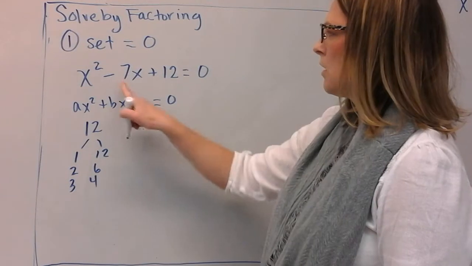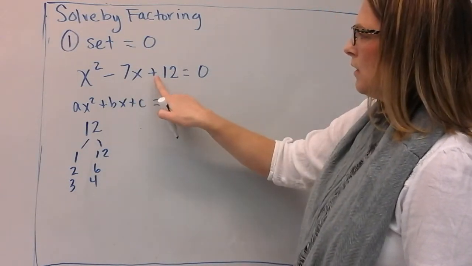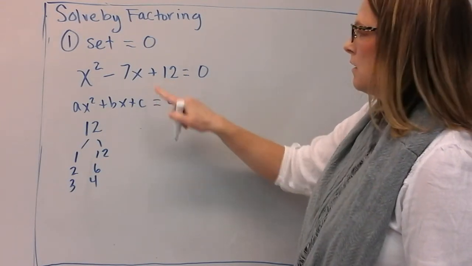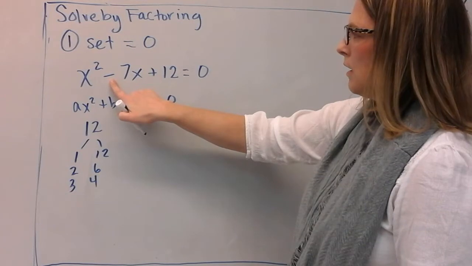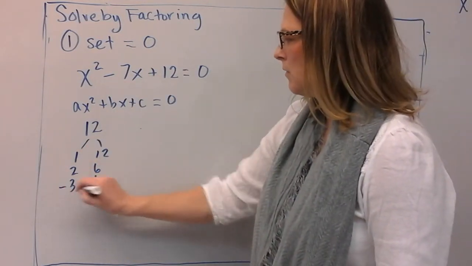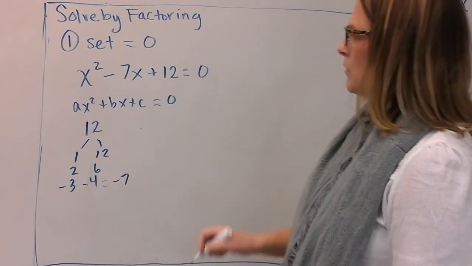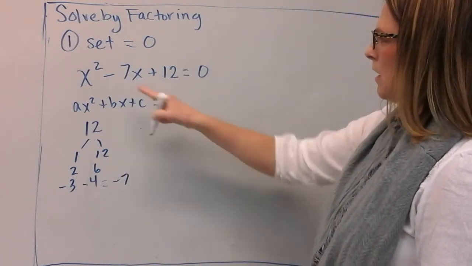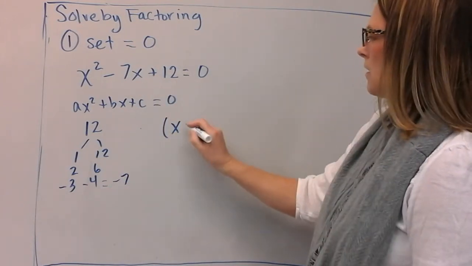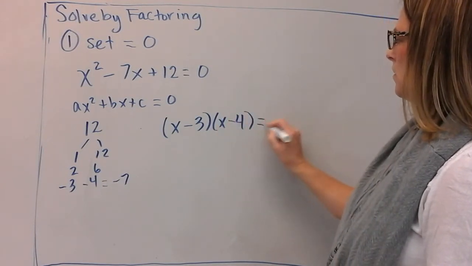Then what you do is you check your signs. So because I have a negative and then a positive, two numbers multiply to 12. They're going to have to either both be negative or both be positive. Because this is negative, you're going to have two negative numbers. And if you check your factors, negative 3, negative 4, when you add that together, you get negative 7. So to factor, we're just going to rewrite x squared minus 7x plus 12 with these factors, x minus 3, x minus 4, still equal to 0.